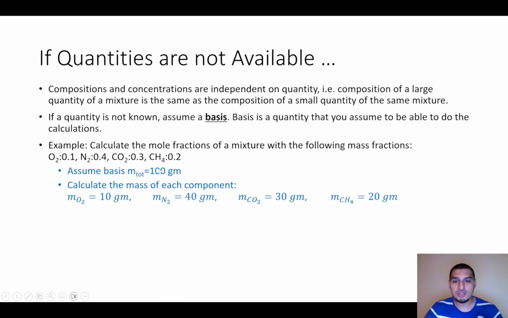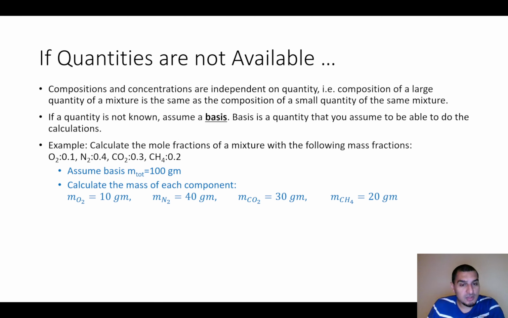So oxygen is going to be 10 grams, nitrogen is 40, carbon dioxide is 30, methane is 20 grams. Now it is the same as the previous problem. We know information about quantities and we can use them to calculate the mass fractions or mole fractions. So in this case I want to calculate the mole fraction. So the same procedure that we followed before.